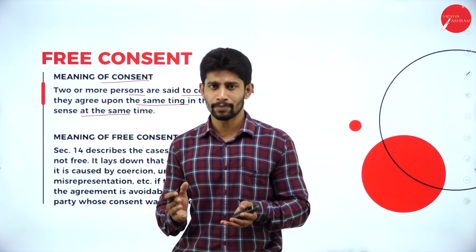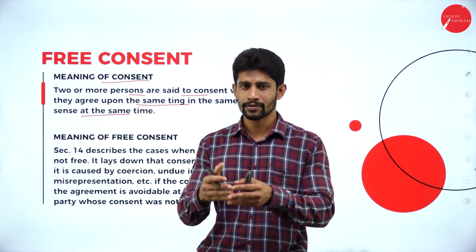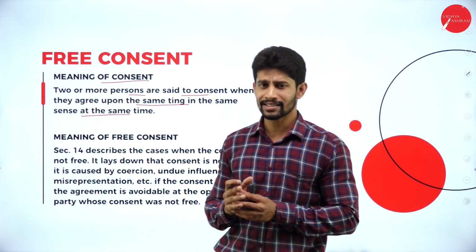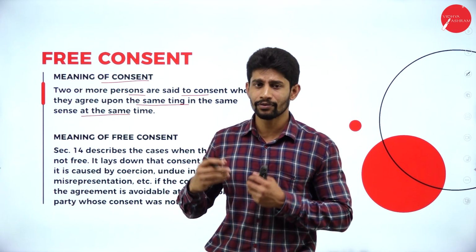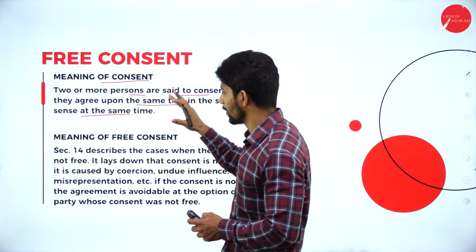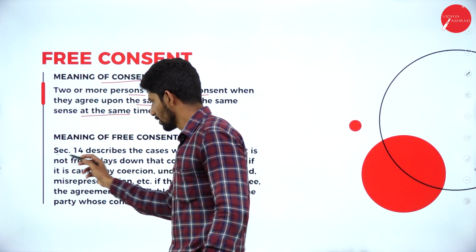So if there are 3 people or 4 people or 5 people, all the 5 persons come together and they discuss with each other and they sense each other, and at the same time they give their consent. Okay, they give their consent. That is called free consent.